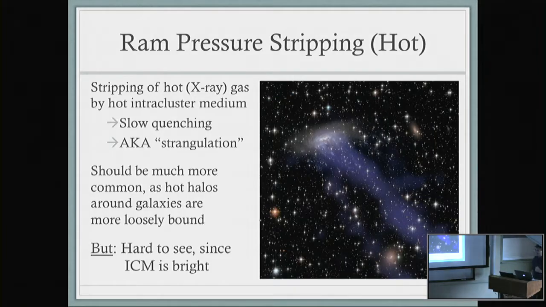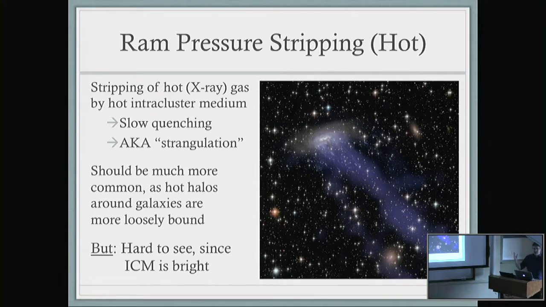You can also have hot ram pressure stripping, and the idea is that galaxies like our Milky Way have their own hot halo. This halo will replenish gas in the disk as the disk runs out of fuel, and so star formation can proceed much longer than the timescale to exhaust the cold gas reservoir in our galaxy.